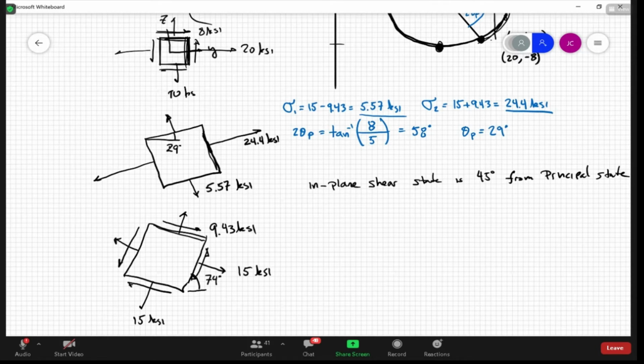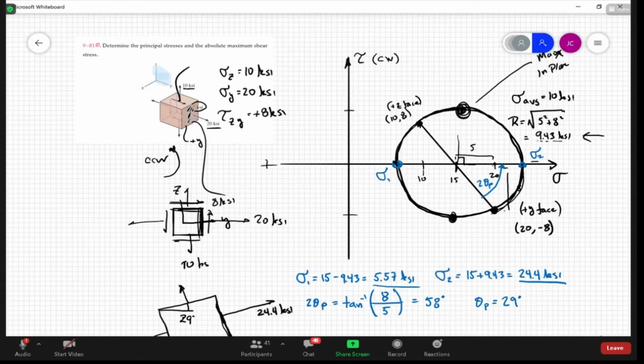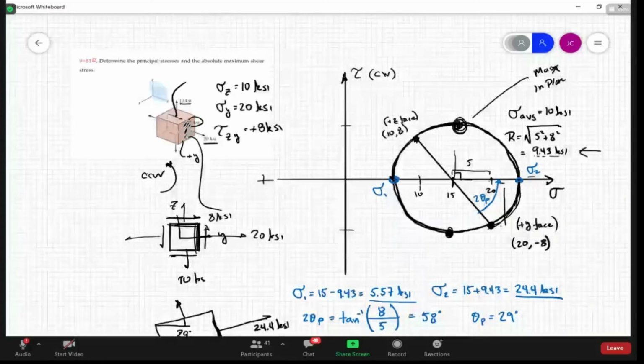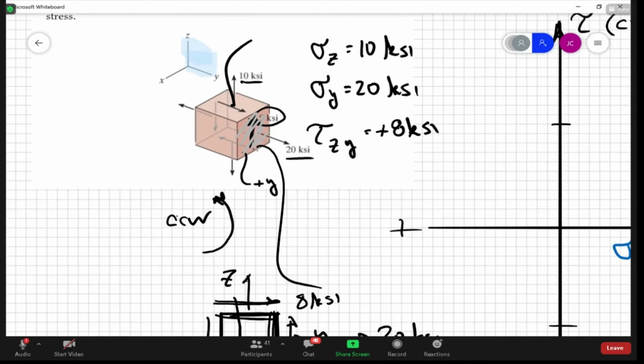That is not what the problem's asking for, but I just wanted to show that. So that is the maximum in-plane. We're just rotating in the plane. They want the maximum absolute. Let's discuss this again. If we look at this out of plane, we have this point here on this surface where there's no components. The normal stress in Mohr's circle is 0, and the shear stress in Mohr's circle is 0 on that face.